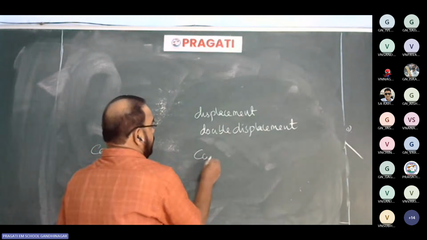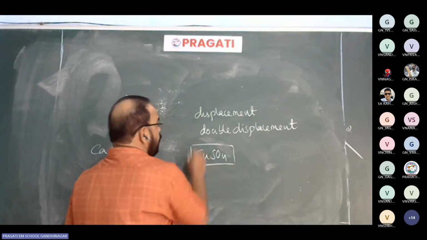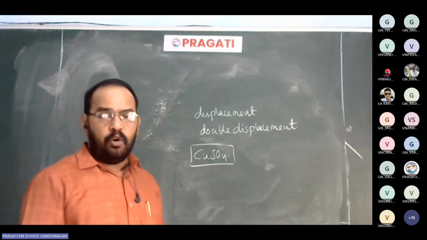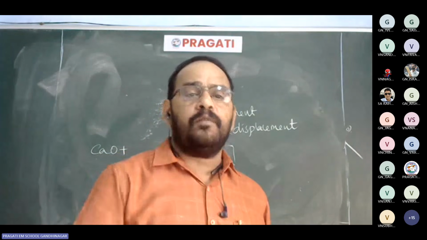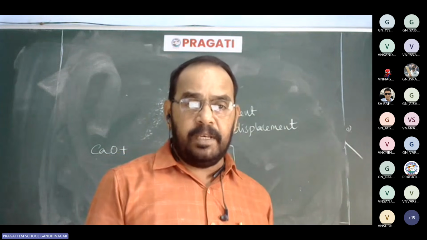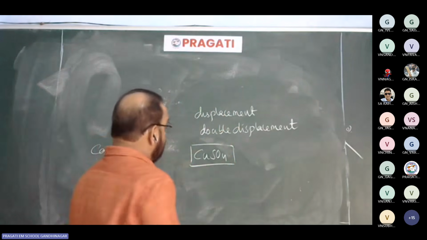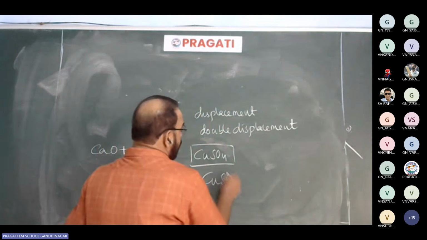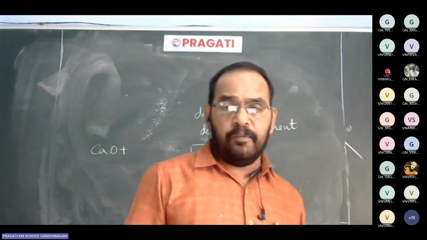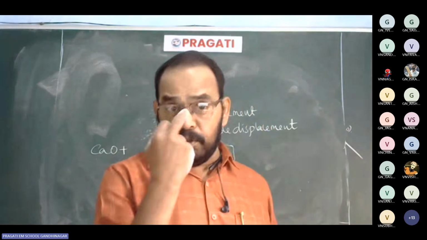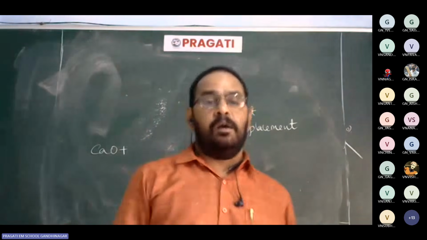We are taking copper sulfate solution. When you dip an iron nail in copper sulfate solution, what happened to the color of the copper sulfate solution? Why is it happening? That is the reasoning question. So copper sulfate solution, CuSO4, when you keep iron, what will happen? I'm not writing everything on the board because it takes time. We don't have time to waste.